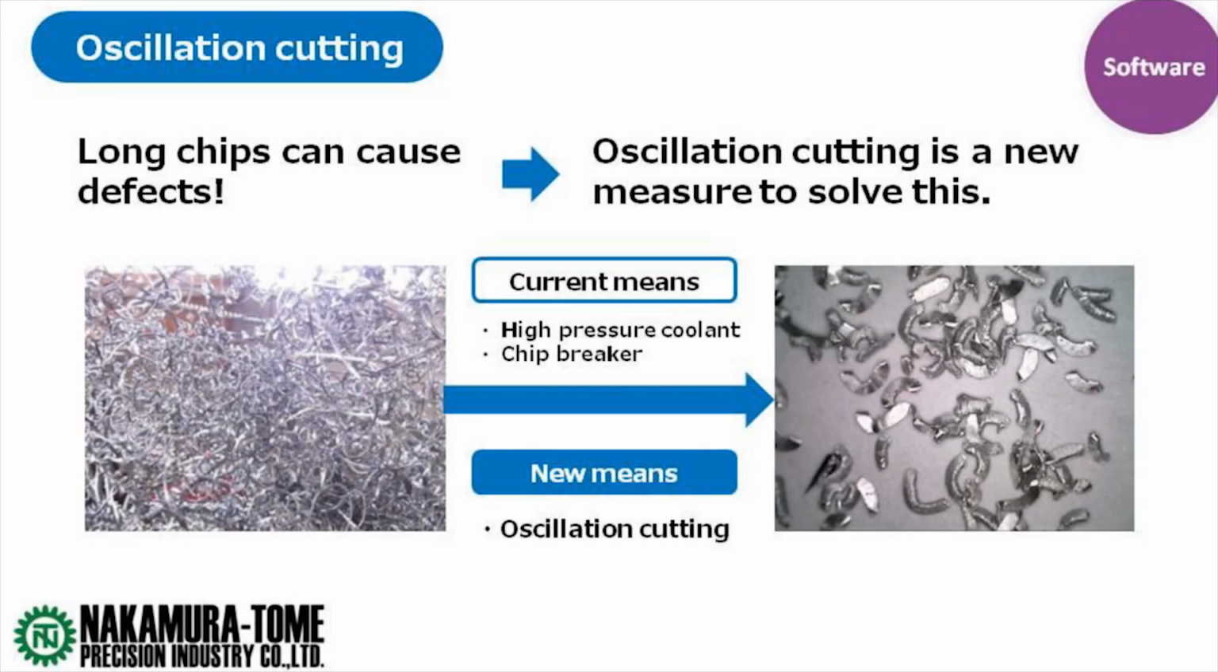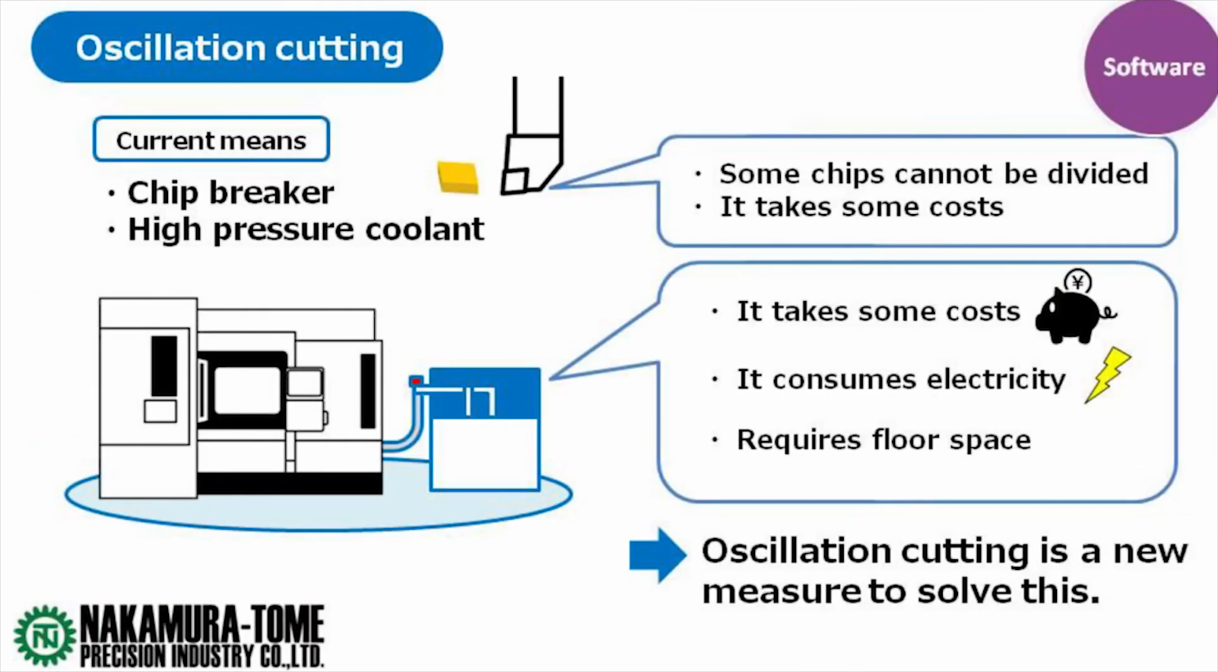Cutting chips are a big problem when using CNC machines. Long chips get wrapped around the tool and workpieces, causing defects. This is also a problem for automation. To deal with this, I think it's common to use chip breakers and high-pressure coolant. They are effective solutions. However, we need extra money to use them.